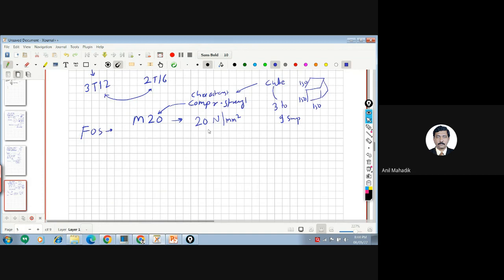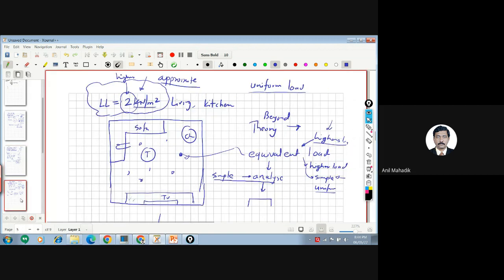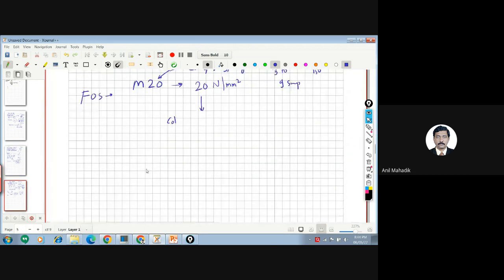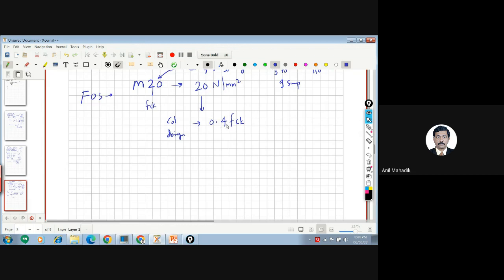But whenever I design the column, how much strength do I take in the design capacity? Do I design for 20 Newton per mm square? This 20 we call fck. So how much do I design? I generally design 0.4 fck. So the actual strength I'm designing for is 40% only. I'm not taking 100% of the capacity available. So I'm putting a factor of safety on that.